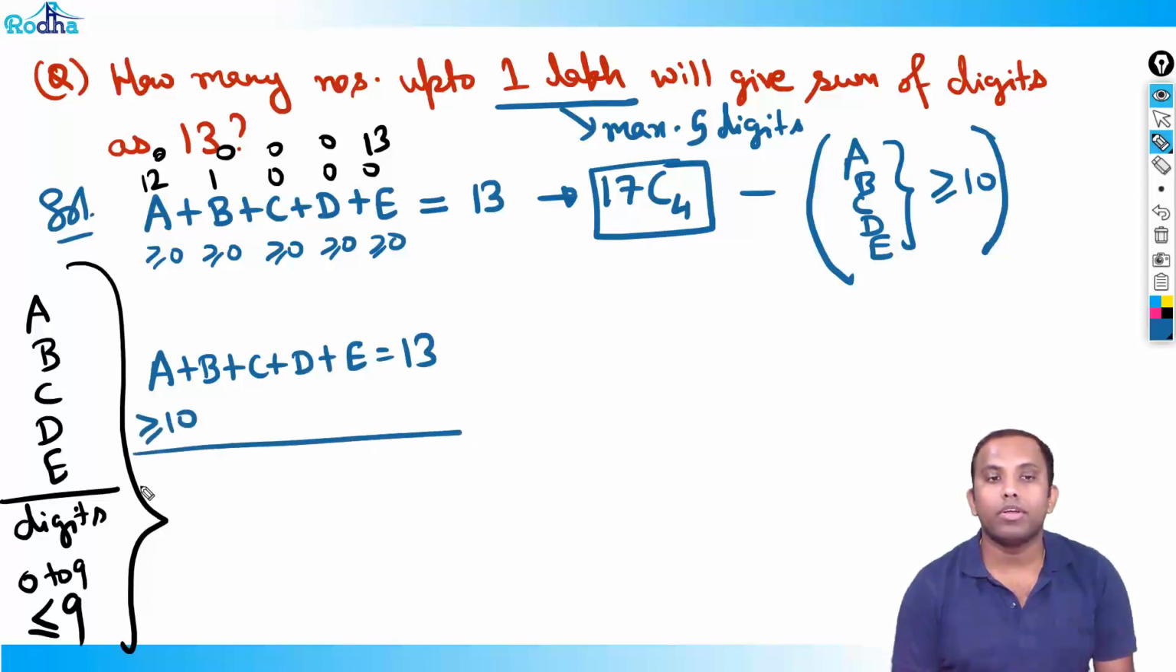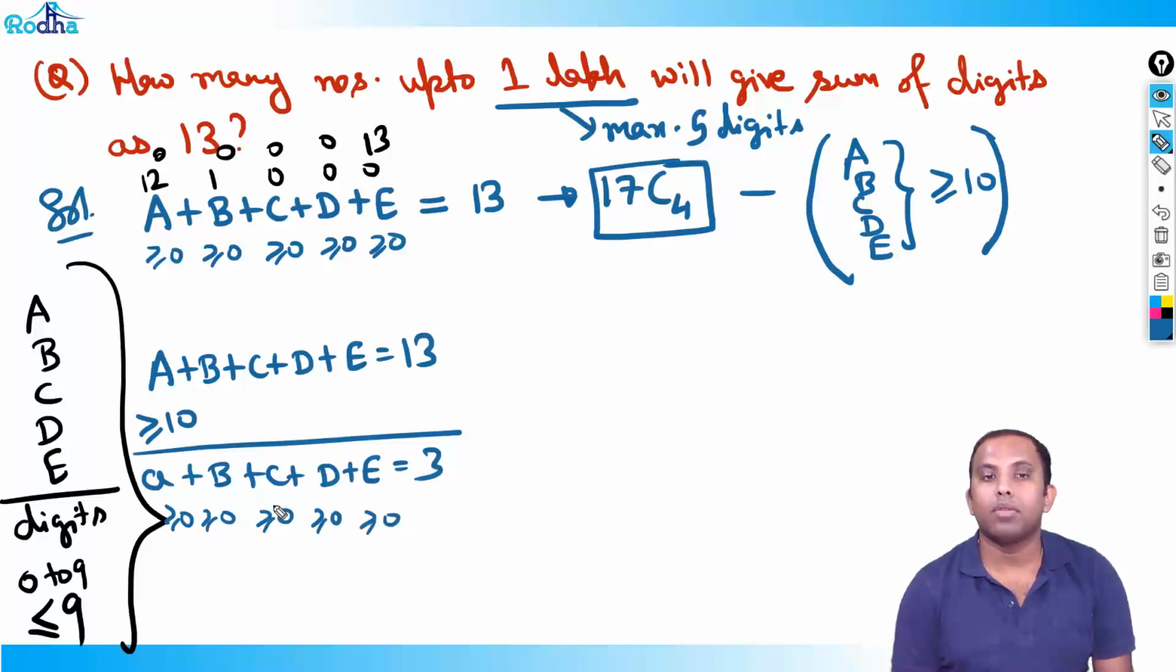So again, you can simply solve it now. A plus B plus C plus D plus E is equal to 3. A needs at least 10, so I'll give 10 to A. A plus B plus C plus D equal to 3. Now since all can be 0, what is the answer? 3 plus 4, 7C4. 7C4 or 7C3, both are equal only, right? So 7C3.